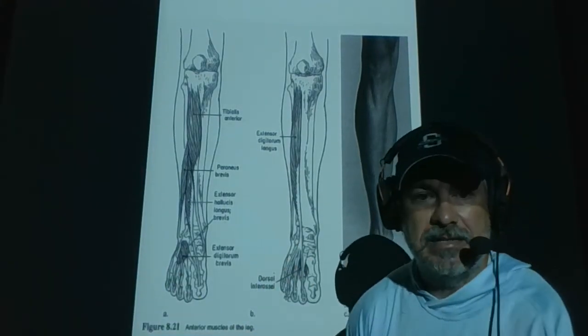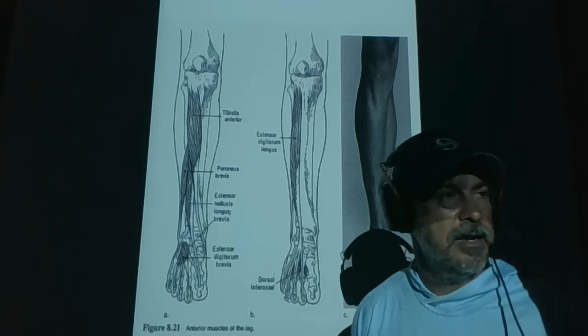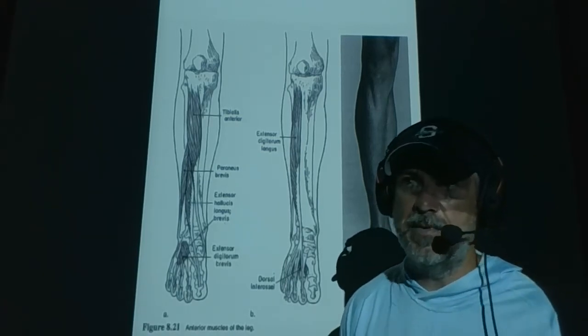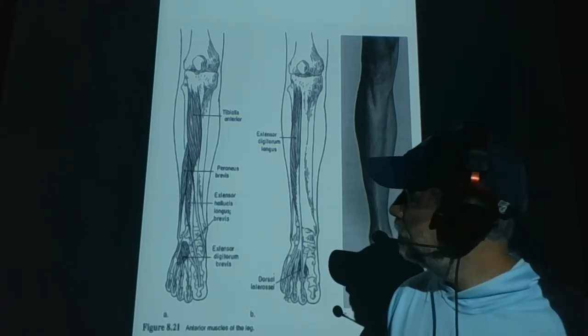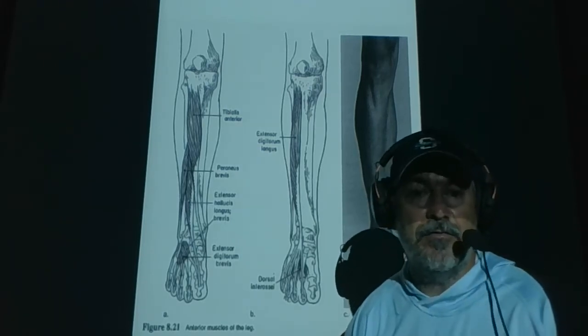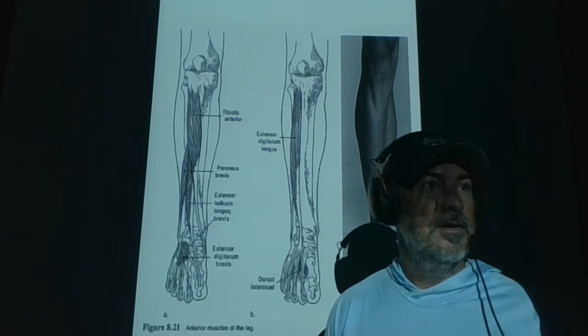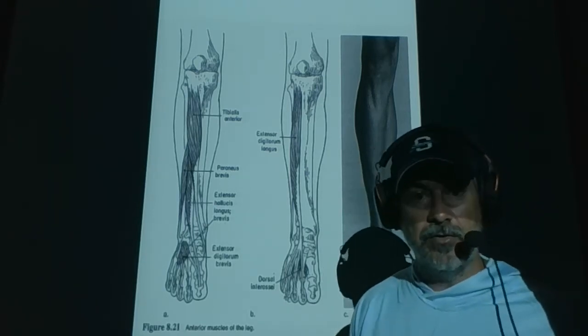First one, we're going to talk about the tibialis anterior. A lot of these muscles have spatial relationship names to them. Tibialis anterior, a muscle that runs along the tibia, that runs in the front. It's a front crossing muscle along the tibia.